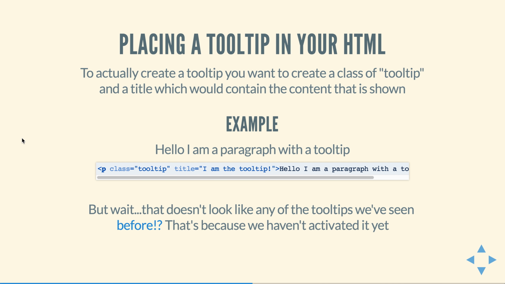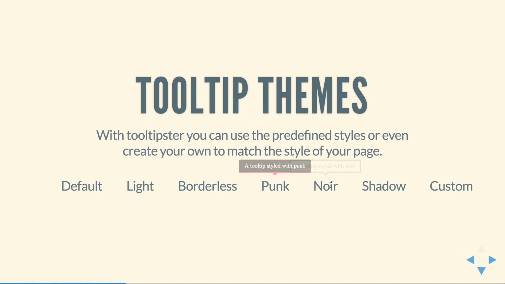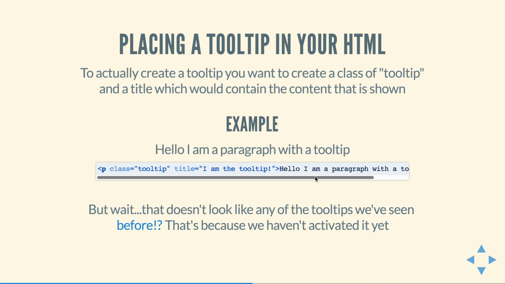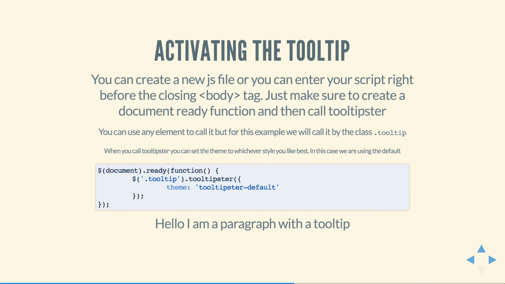So what you would do in your HTML to make your tooltip work is you just add a class of tooltip, or anything. You can name it whatever you want, but I'm just going to name it tooltip for this one. And then the title, which is going to be what is inside of the tooltip. So if we hover over here, we see I am the tooltip. But if you notice, it's actually not styled like the ones that we saw before. It doesn't have any of these features. It doesn't have an arrow. It's just a small little tooltip. And that's because we haven't added the JavaScript that's needed to make it work.